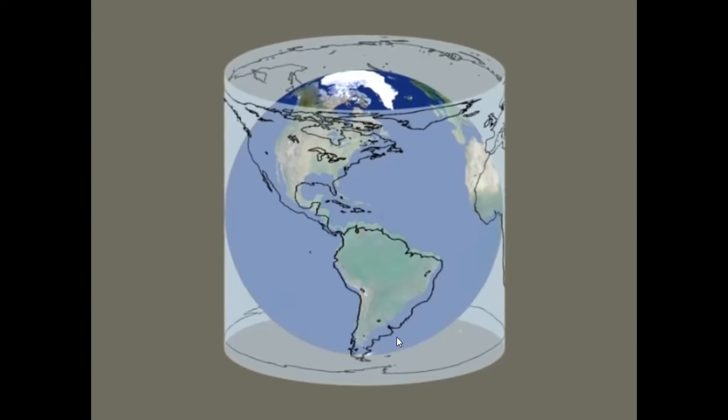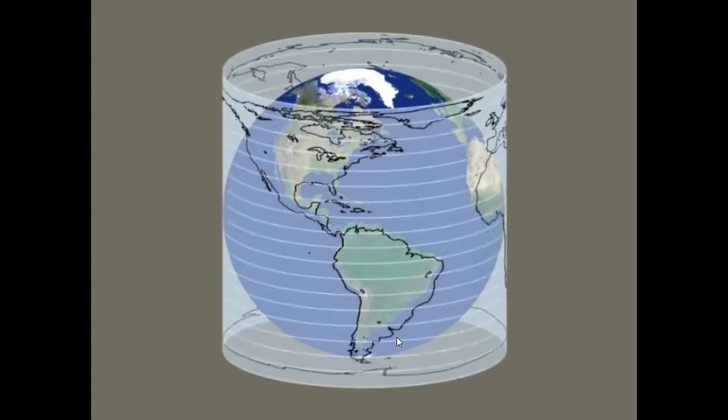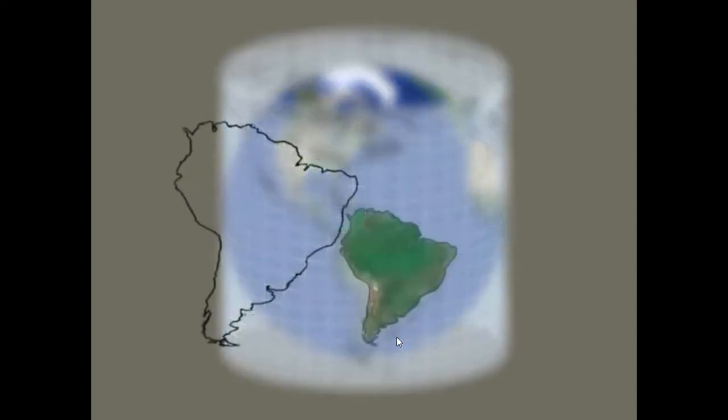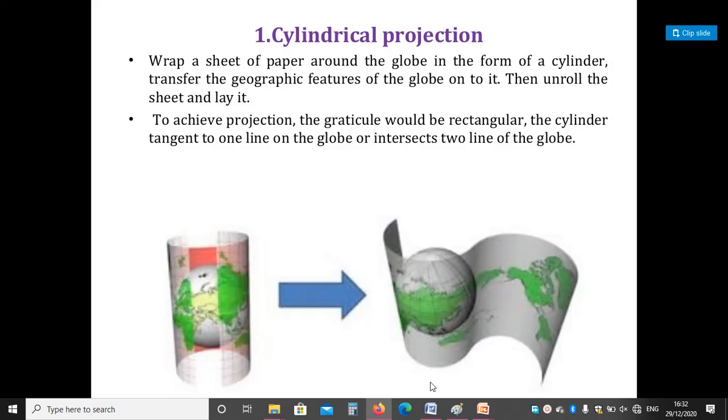On the map, some continents appear like this. Now, if you observe, the equator is a straight line, and the meridians are at right angles to each other. Then the continents have some distortion. So the simplest map projection is called cylindrical projection.